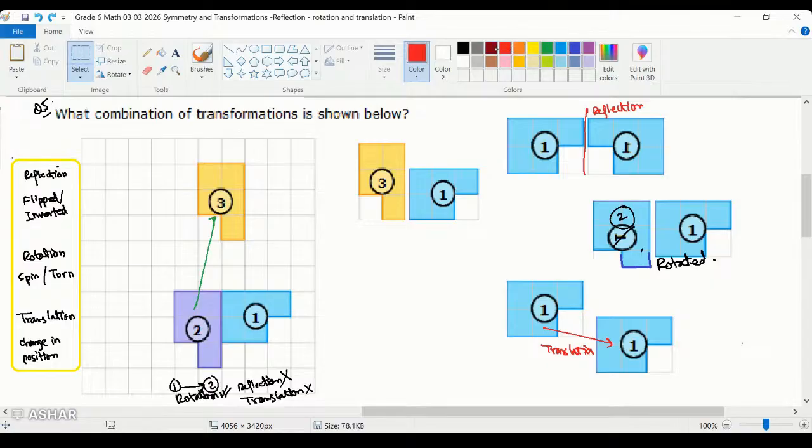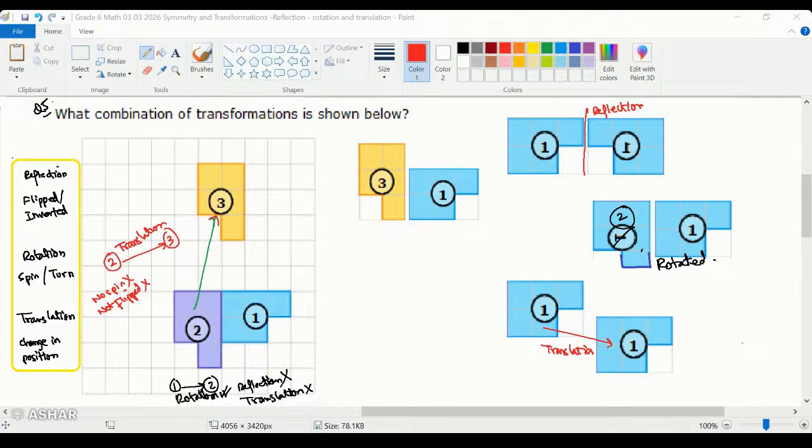That means whenever it's exactly changing the position, we say 2 is put onto 3 by a translation, because there is no spin and it's not flipped. If no spin, that means no rotation. Not flipped, that means there is no reflection, only translation. Agreed? Do we agree on this? Any questions?